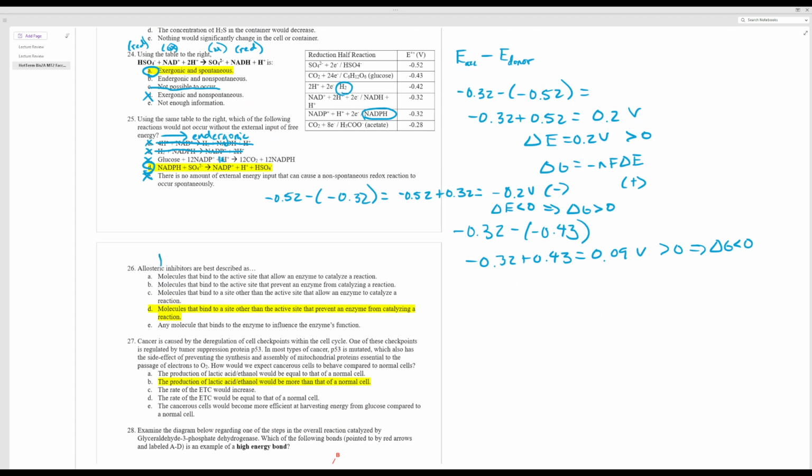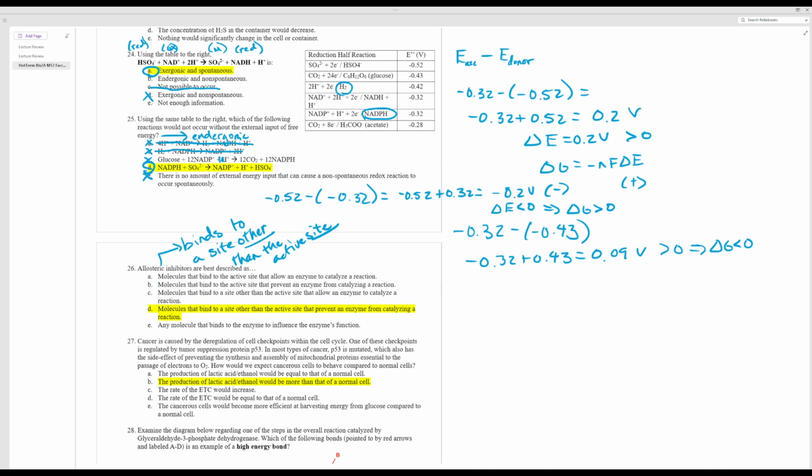Thank you. It binds to a site other than the active site. Okay? So we're not binding to the active site.